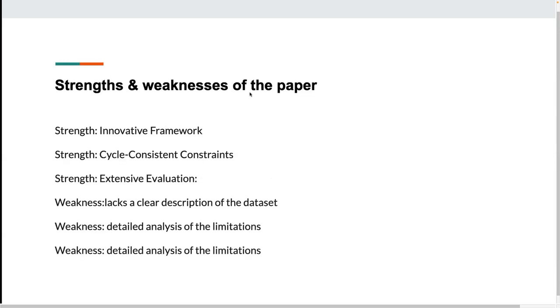The strengths and weaknesses of this paper: the strengths are the innovative framework, the use of cycle consistency constraints, and extensive evaluation. The problem that I have with this paper, as I said before, is the dataset. They didn't explain anything about the dataset and where they got it from. Also, they have limited analysis of their models and details.